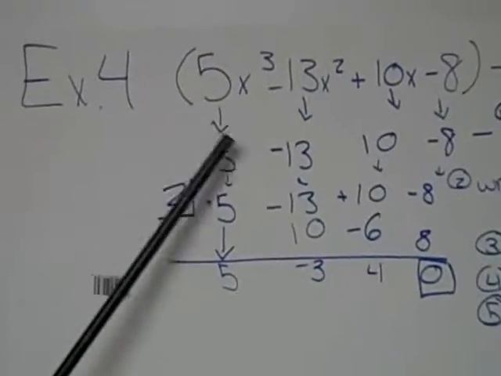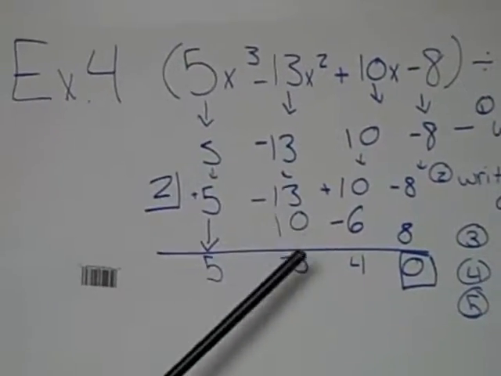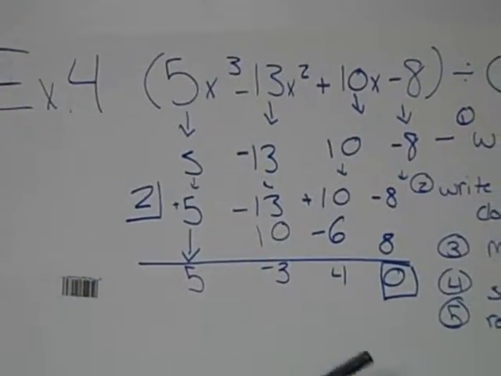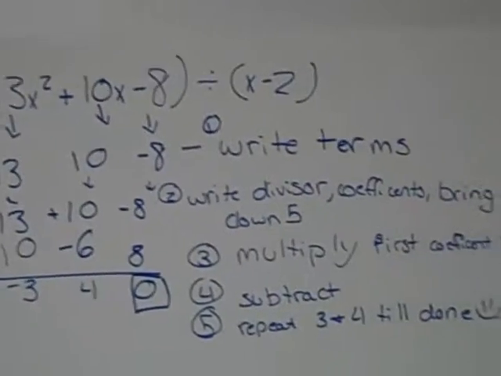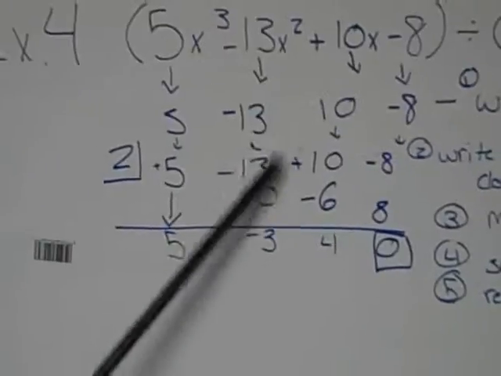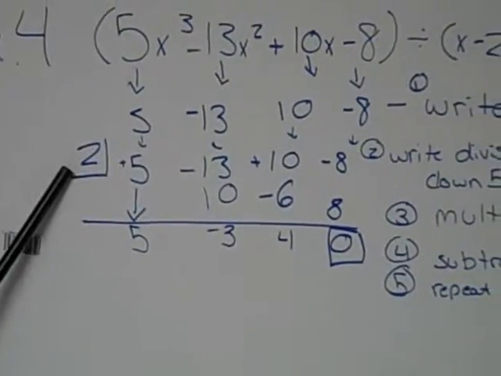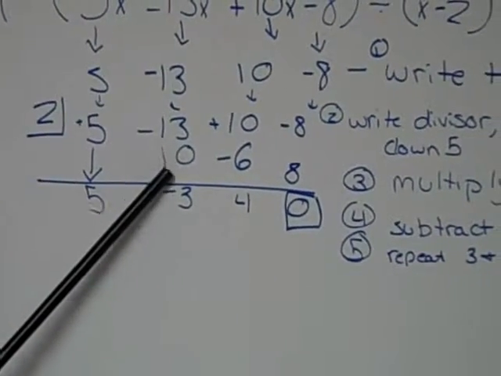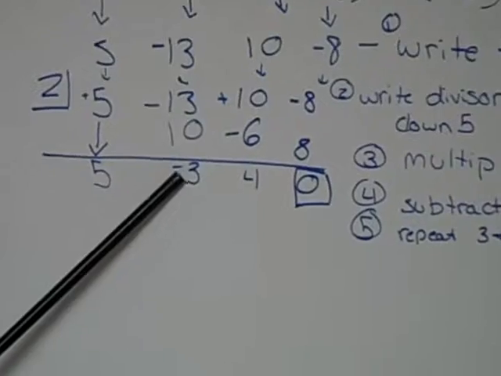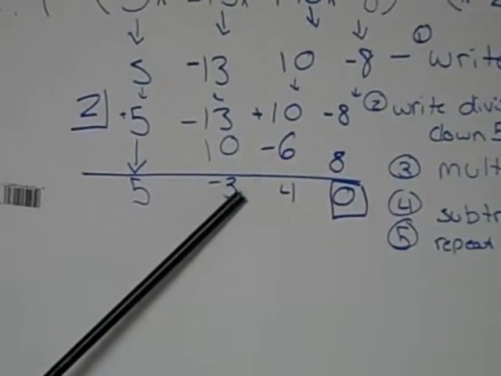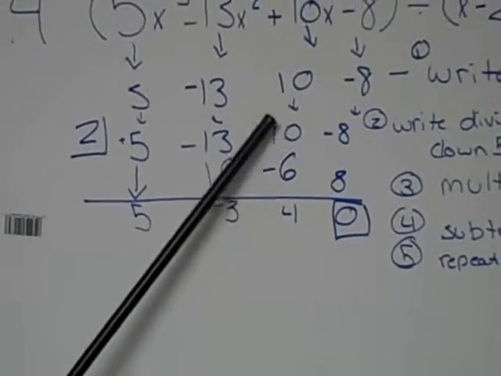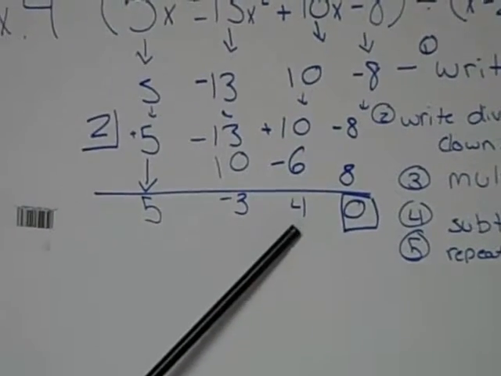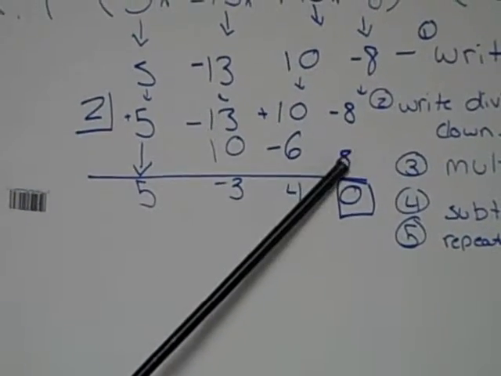Example 4, you're going to start out with 5x to the third minus 13x squared plus 10x minus 8 divided by x minus 2. So what you're going to do is bring down all your coefficients, and you're going to use 2, so x equals 2, and that's what you're dividing by. You're bringing down 5, and you times 2 by 5 to get 10. Negative 13 plus 10 equals negative 3. You're going to times 2 by negative 3, which is going to give you negative 6. So you're going to have 10 minus 6, which gives you 4. Then you have 2 times 4, which gives you 8.